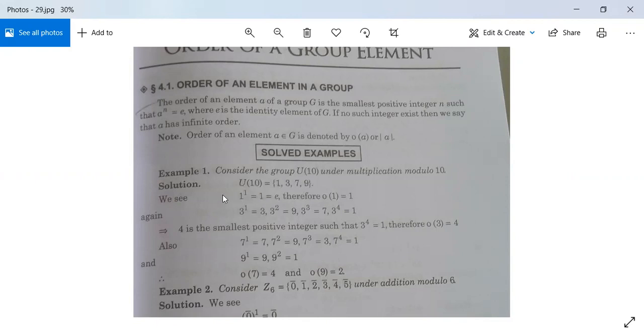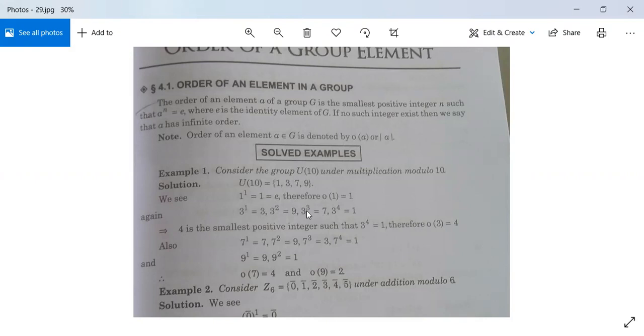Now 1 to the power 1 is equal to 1, so it is e. Therefore order of 1 will be 1। इस एलिमेंट का ऑर्डर क्या हो गया 1। फिर 3 to the power 1 will be 3, 3 to the power 2 is 9 and 3 to the power 3 is 27, that is 7.